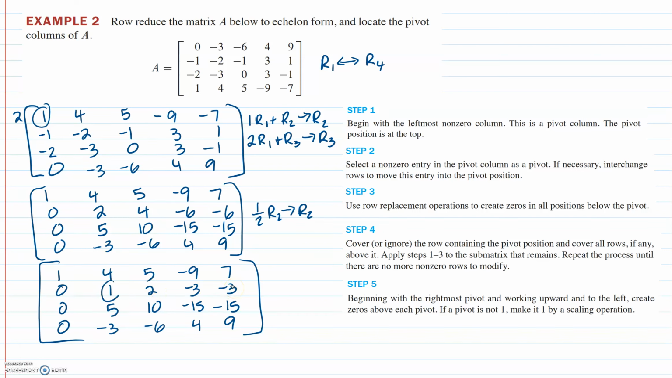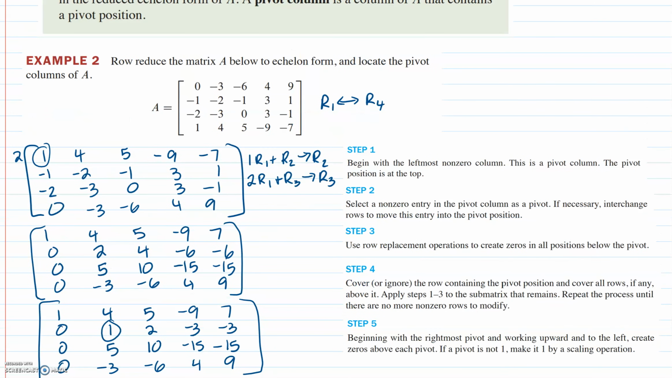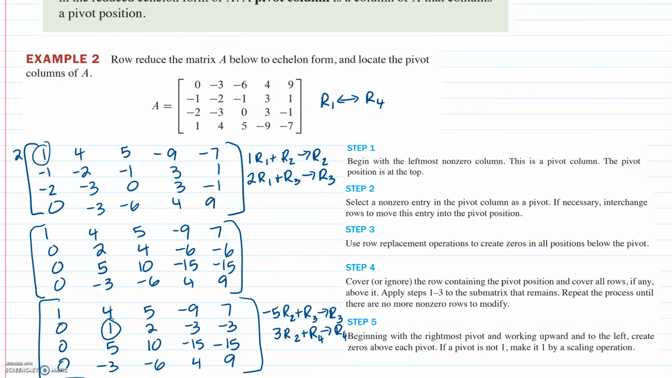So now I'm going to do step 4. Step 4 here says to cover the row containing the pivot position and cover all the rows above it. So meaning here's the pivot position of the one before it. So cover this row and this column, and you end up with a submatrix. Then you just pretend you have just that matrix and you do it again. So we already have the 1, we need zeros down below.